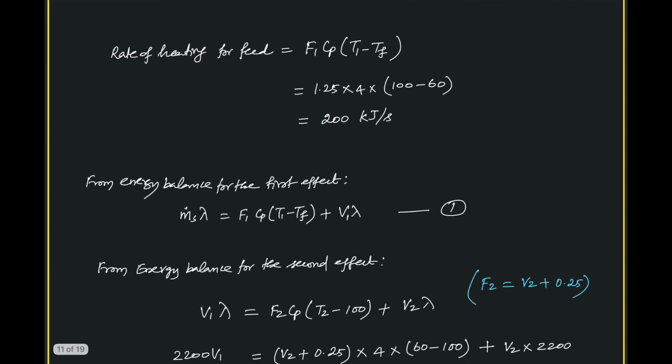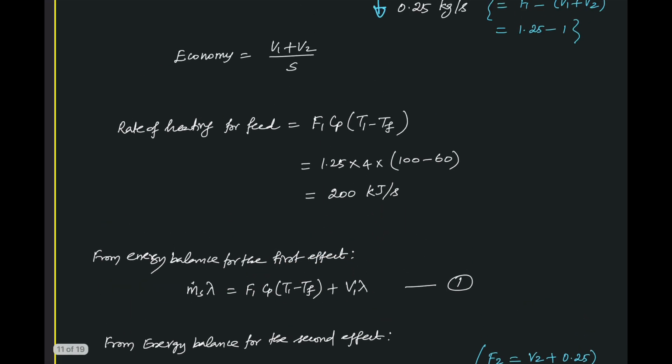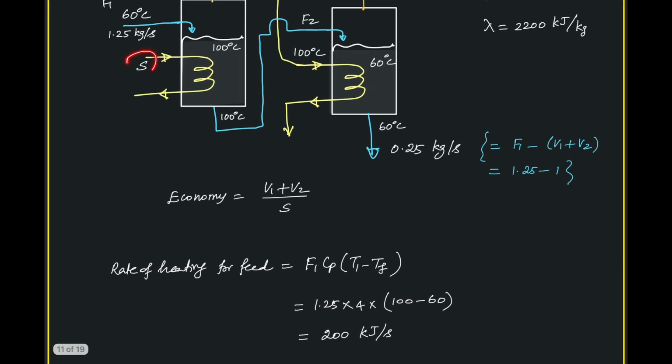The energy required for vaporizing that is V1 into lambda. So this is simply latent heat energy for the phase change, and this is the energy for heating the feed to the boiling point. So these two quantities are to be supplied by the condensing steam entering at a flow rate of S.